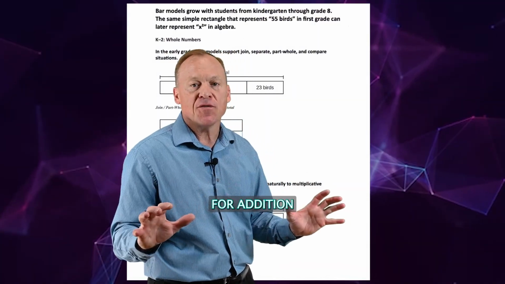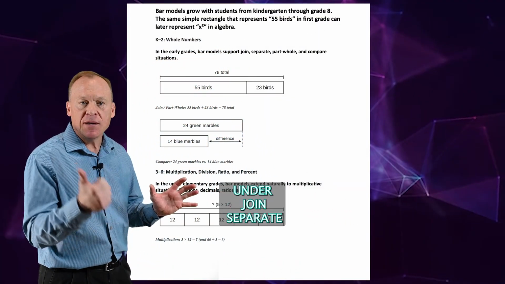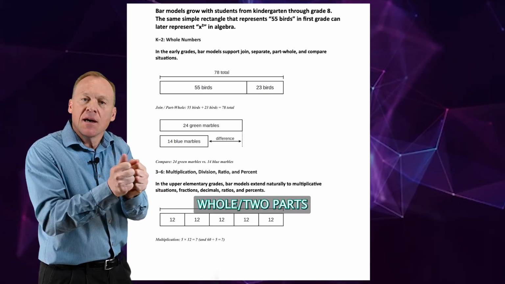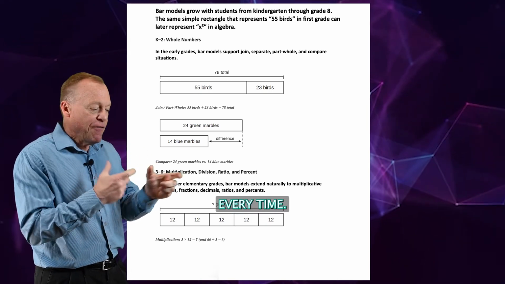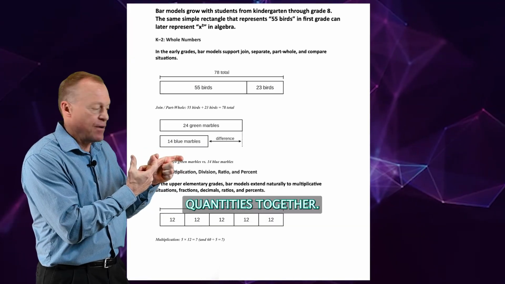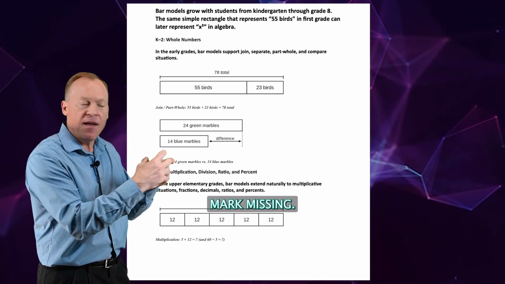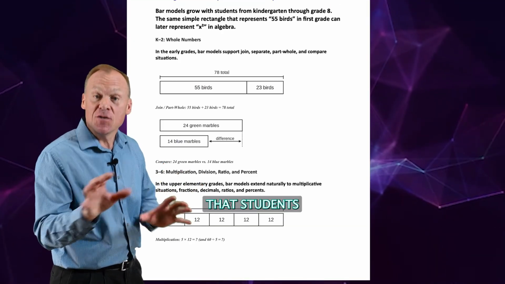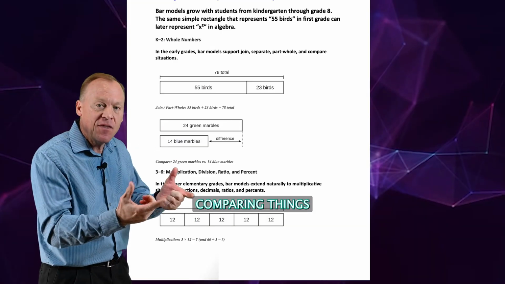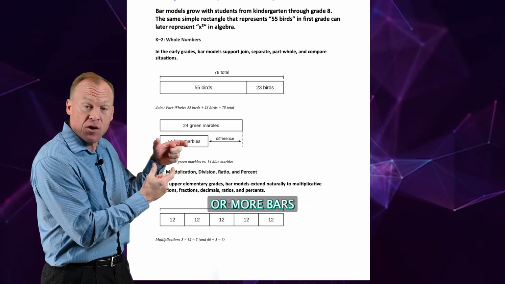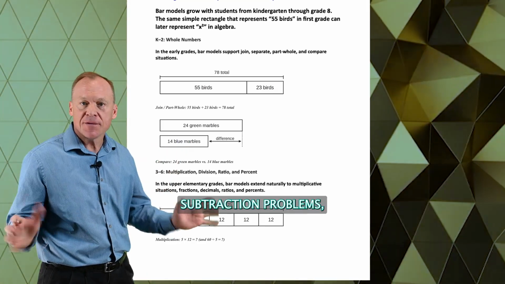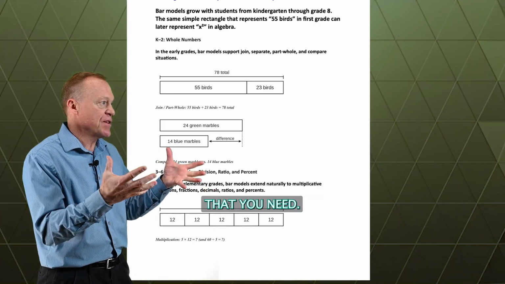So we talked a little bit about that first problem. Most of the problems for addition and subtraction fall under join, separate, joining things together, separating things apart, or part-whole, two parts or more, and a whole relationship. Every time it's just those two bars, those two quantities together, and the total, and there's a question mark missing. That's for all problems, whole numbers, fractions, decimals. Then there's a second one that students start to get used to. When we're comparing things, we're going to have two or more bars to represent the different sizes. For all addition and subtraction problems, that's the relationship right there. That's the structure that you need.